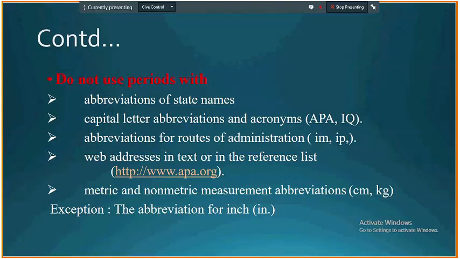And next, metric or non-metric measurements, like C.M. is not correct, CM is correct, K.G. is not correct, KG is correct. But one exception case I mentioned here, the abbreviation for inch. We must put the period after IN. This is the exception case. We can continue. Next slide.